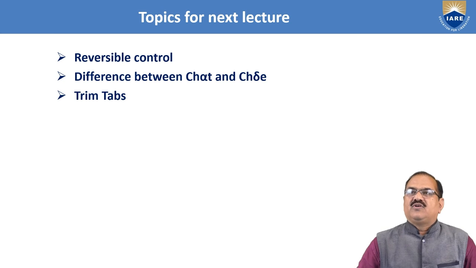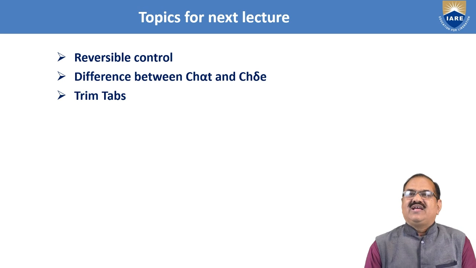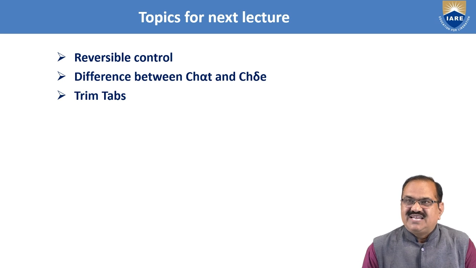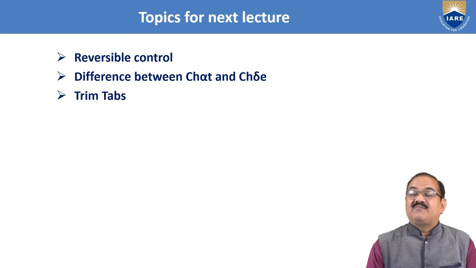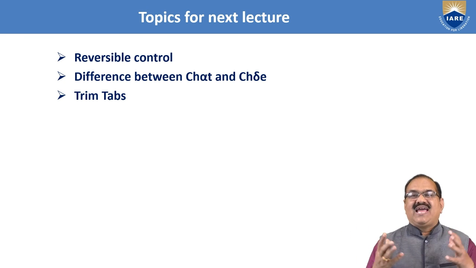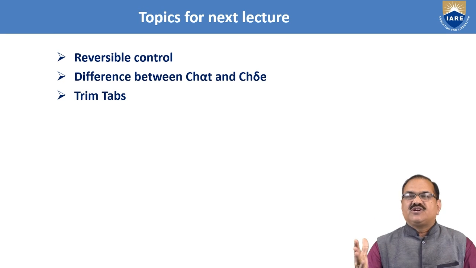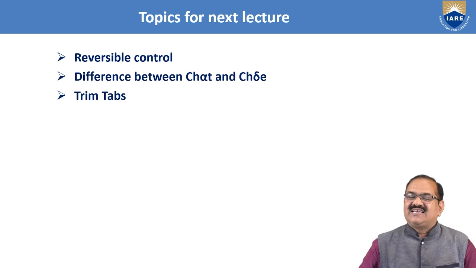In the next class, we are going to discuss reversible control, then the difference between C_h_αt and C_h_δe, and next, trim tab types. Because here we have not done much about the trim tabs, but here we got some idea that if we have the trim tab, Fs will be 0. The objective of the trim tab is that the pilot should not always have to use force, so this will be discussed in the next class. Please stay tuned for the next class, it will be very interesting to join.